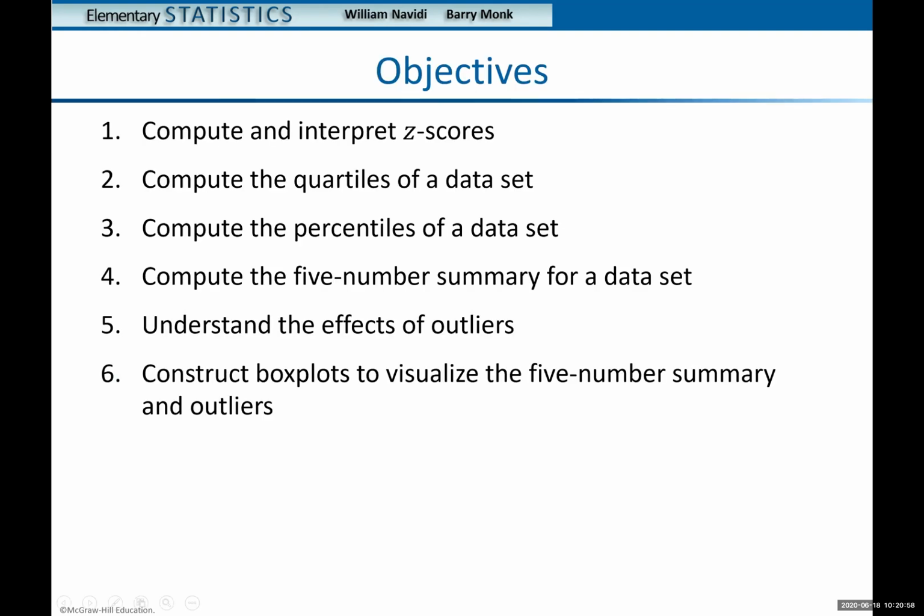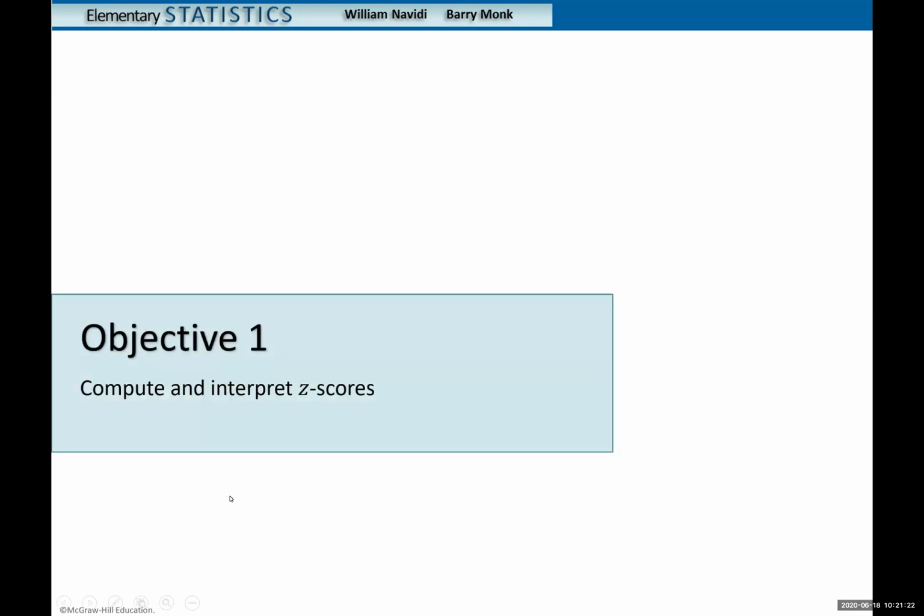So we have all these objectives. You will learn how to compute and interpret z-scores. Next, compute the quartiles and percentiles. Then a 5-number summary for a data set, and the effects of outliers, and how do we construct box plots using the 5-number summary. So compute and interpret the z-scores.